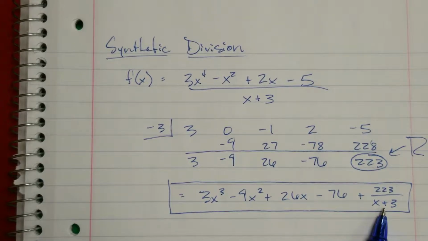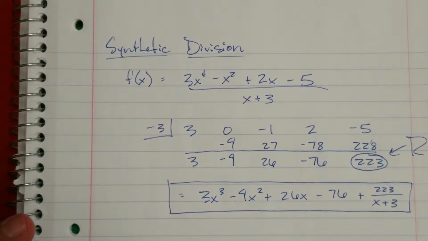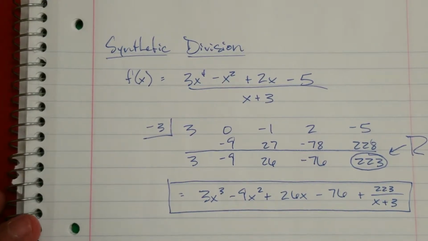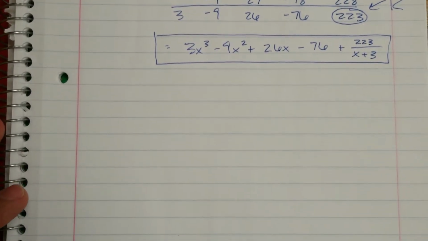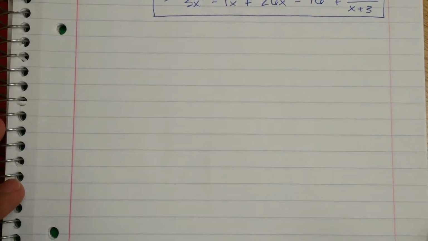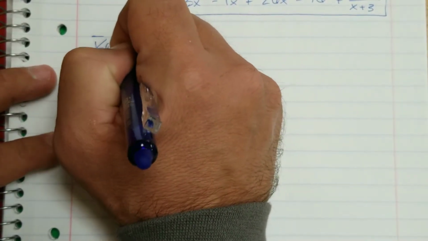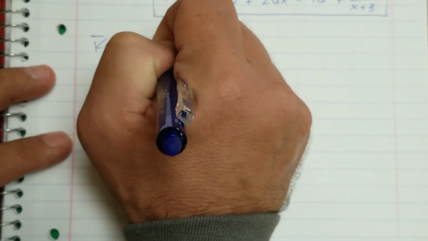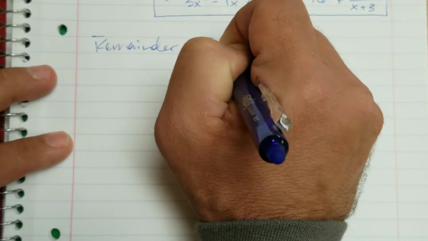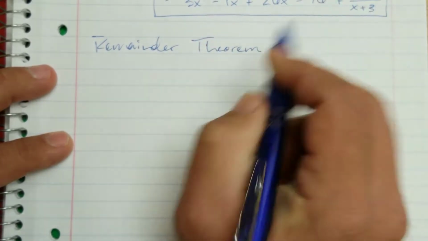Okay, so now we're going to use synthetic division today. We're going to look at two different theorems, which are pretty cool. The first one is the remainder theorem. So let's look at that real quick. The remainder theorem is really easy.